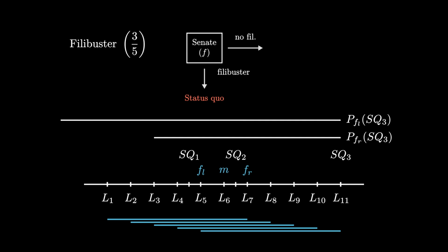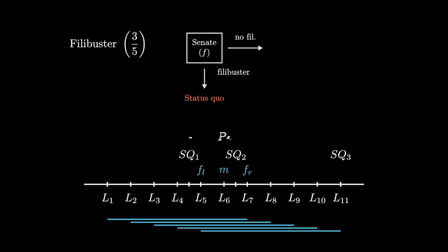Now we can compare the median's ideal point, the point they would introduce if there were no filibuster, to the win set, or the overlap of the two pivots' preferred-to sets. Here we can see that the median's ideal point M is in the win set, so the median can propose exactly its own ideal point, and the Senate will pass it without a successful filibuster. Now let's look at SQ1.